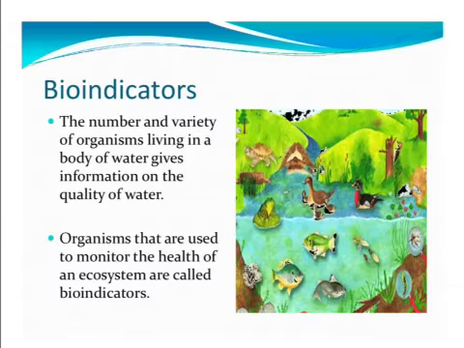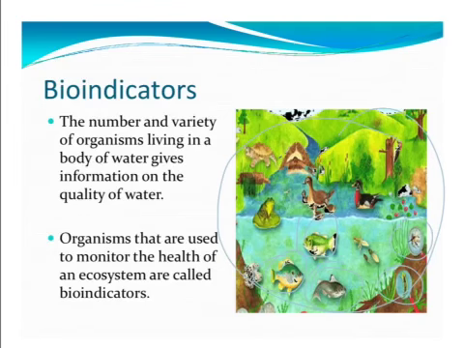The organisms that are used to monitor the health of an ecosystem are called bioindicators. If we look at this picture, this body of water looks pretty healthy because I see fish, different types of fish, living in this water. See those little organisms and so many others. So I could say that this water looks pretty healthy.